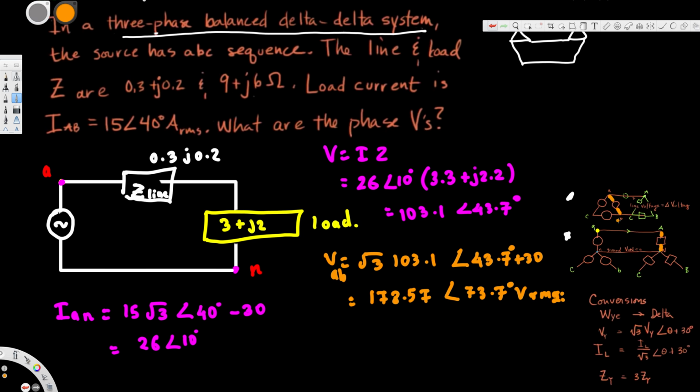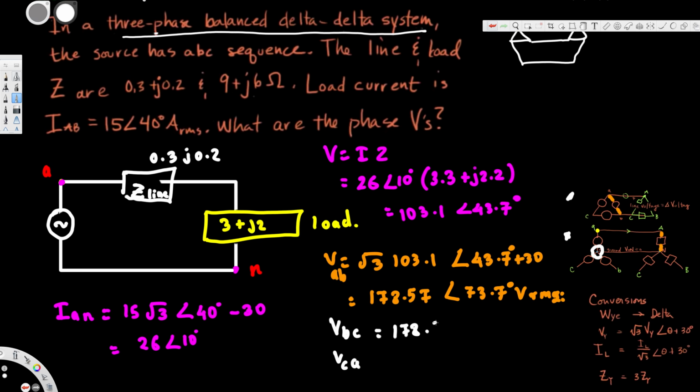In the delta system we have VAB, VBC, VCA. In the Y system you can see the angle changes by 120 degrees each time, 120, 120, 120. When we convert to delta, it's going to be the same thing. So we have to change the angle by 120 each time. This is for VAB. Now we have to find VBC and also VCA. To find VBC, we subtract 120 degrees from the angle. The value in front remains the same; only the angle changes.